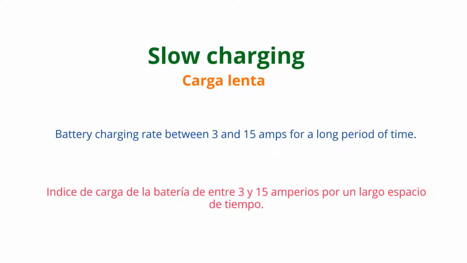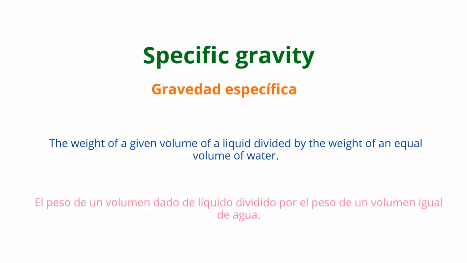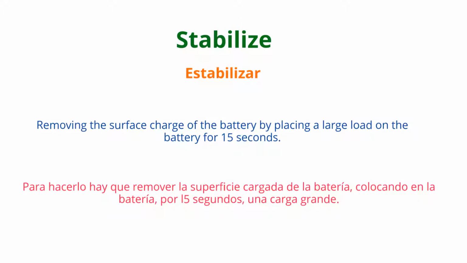Slow charging. This refers to a battery charging rate between 3 and 15 amps for a long period of time. Specific gravity. The weight of a given volume of a liquid divided by the weight of an equal volume of water. Stabilize. This refers to removing the surface charge of the battery by placing a large load on the battery for 15 seconds.